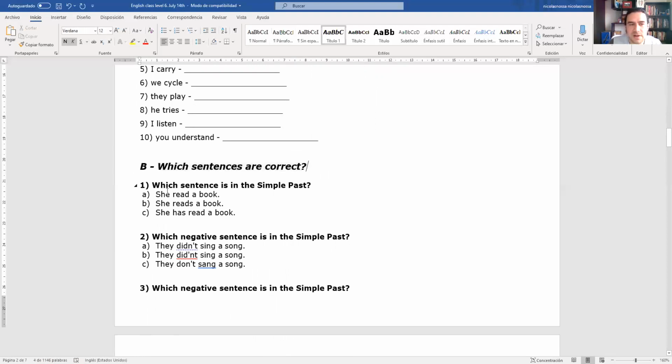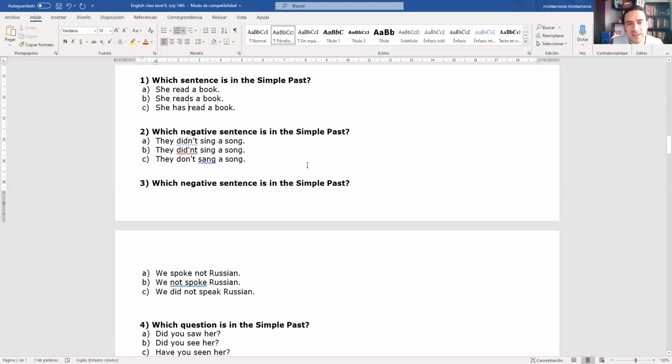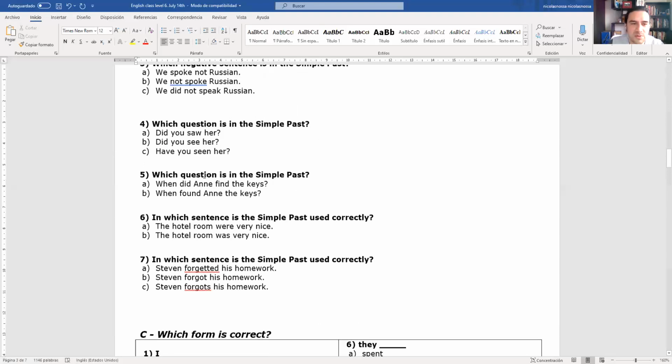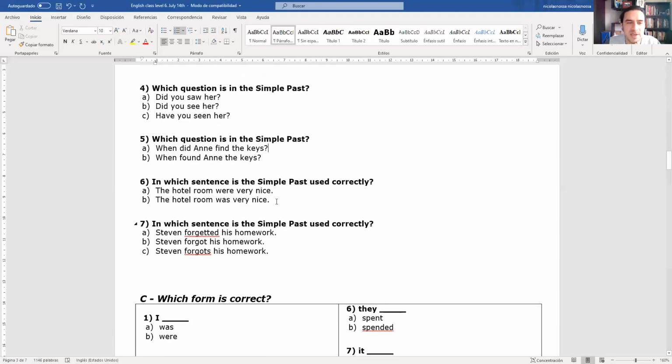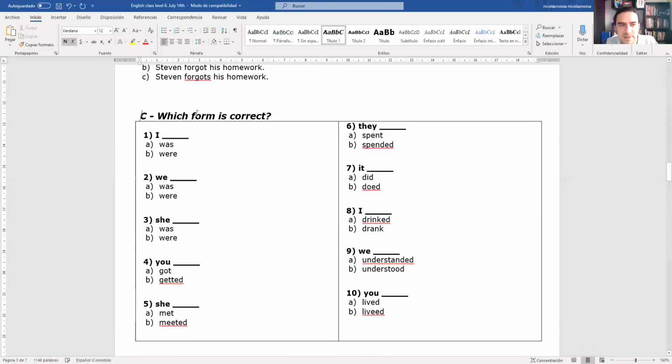Which sentences are correct? For example, number one, which sentence is in the simple past? So choose the correct option, A, B, or C. ¿Cuál es el pasado simple de esas tres? Which negative sentence is in the simple past? Which question is in the simple past? Etc., etc.